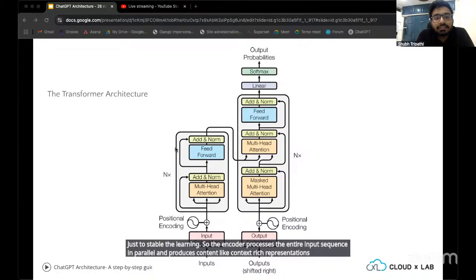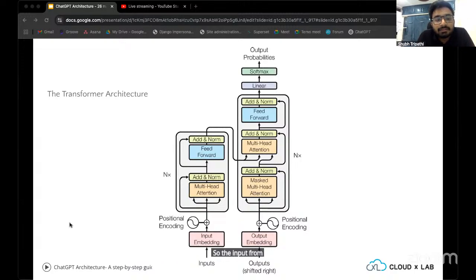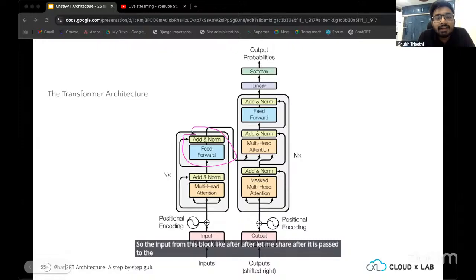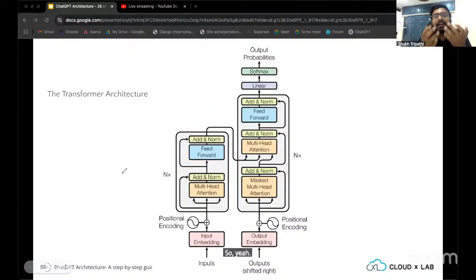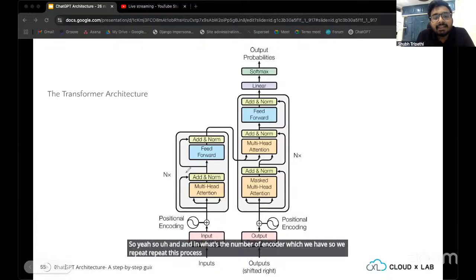And here we can see that there are several n number of encoder stacks. So all these encoder blocks are stacked on top of each other. The input from this block, after it is passed to the feed forward and add and norm layer, will again be passed to another encoder layer. So we generally repeat this process n times. So n denotes the number of encoders which we have. We repeat this process n times, and then we jump into the decoder part.